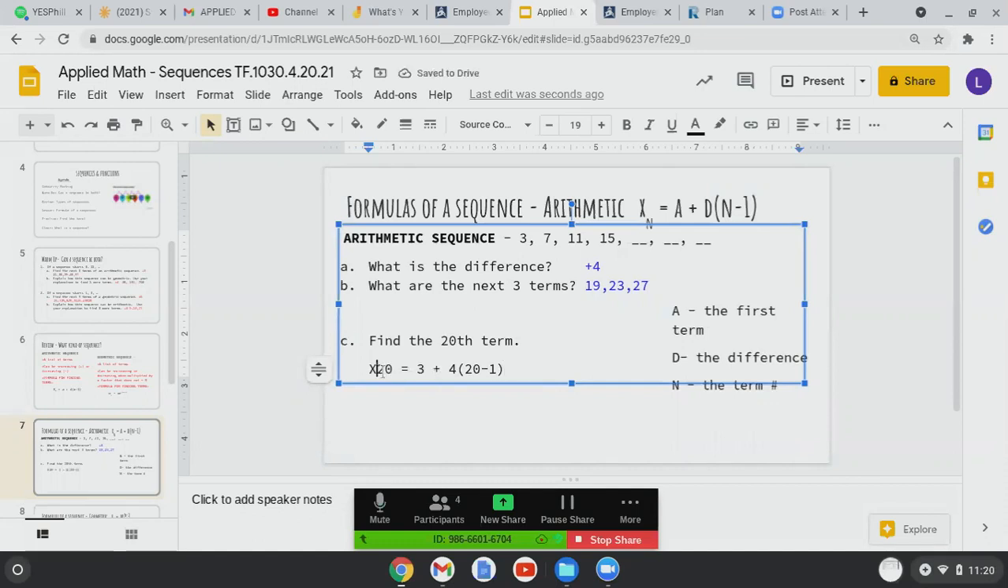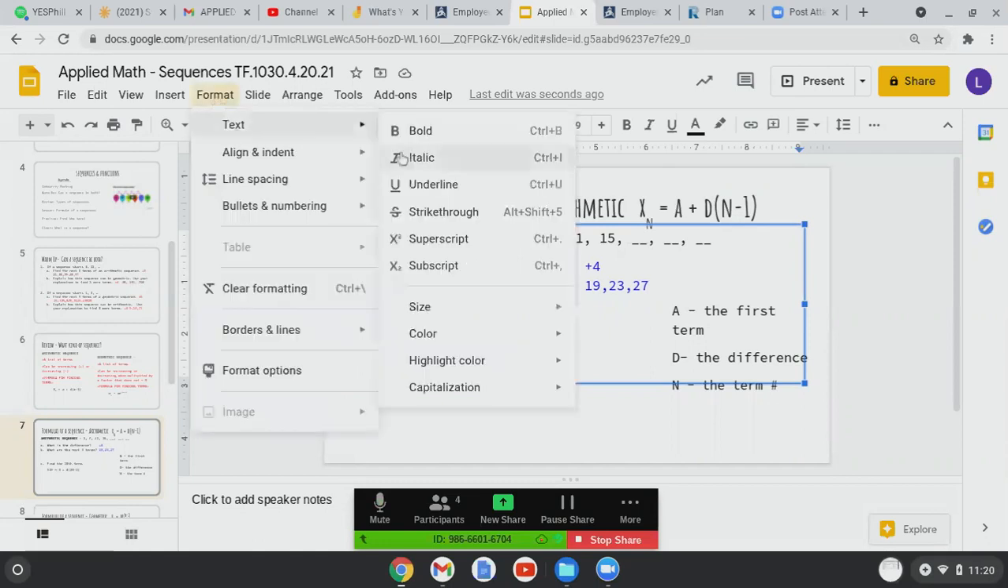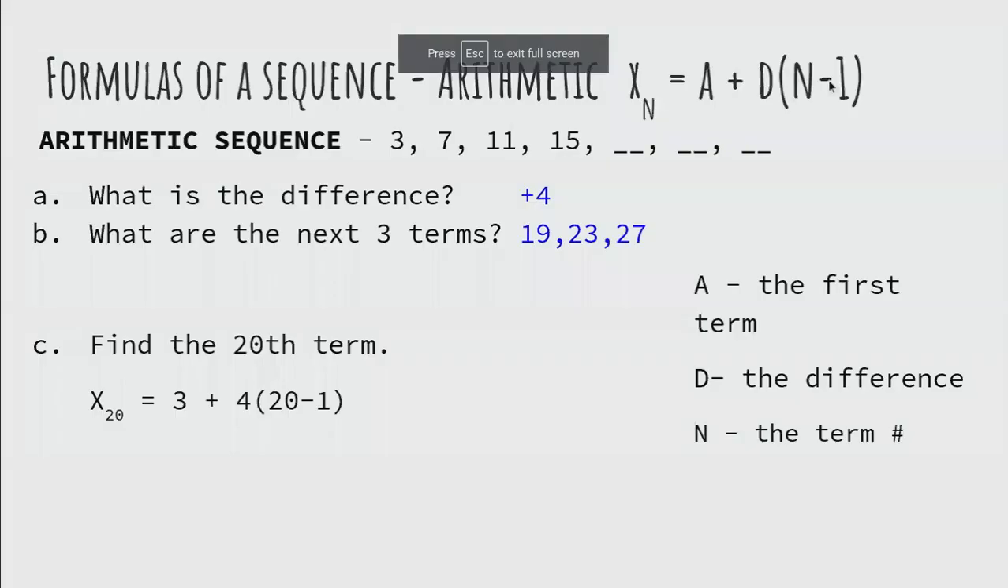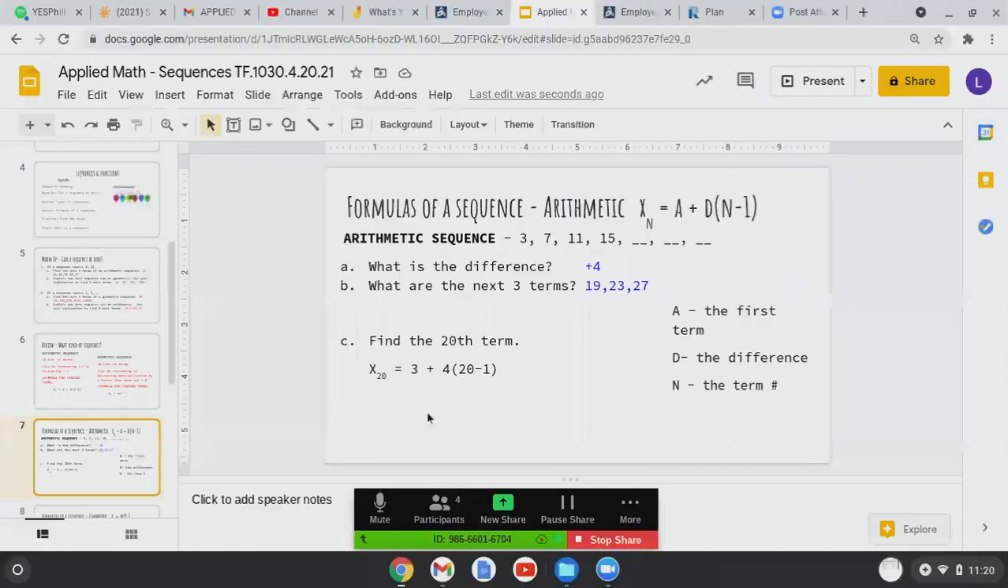Okay, so I'm going to put this down here. So all we did was put in the pieces. The first term is 3. The difference is 4. And our n is the 20th term, which goes here. And now it's just a math problem. It goes back to add, subtract, multiply, and divide. And remember order of operations.